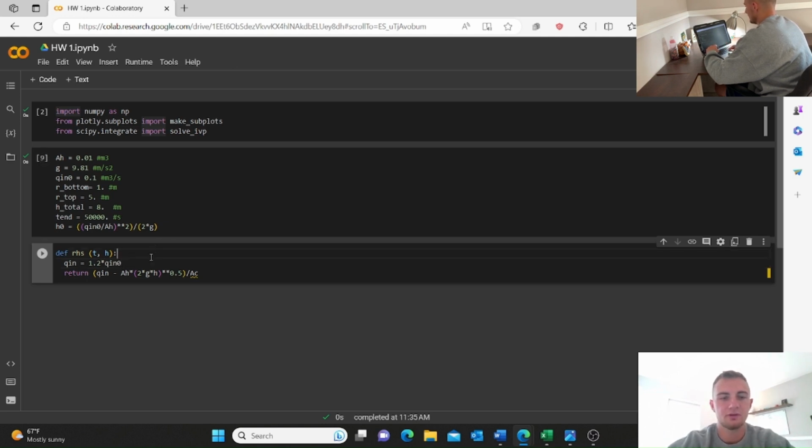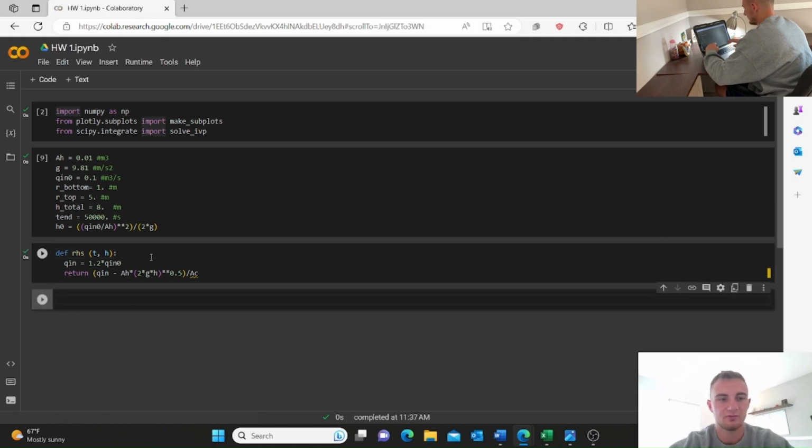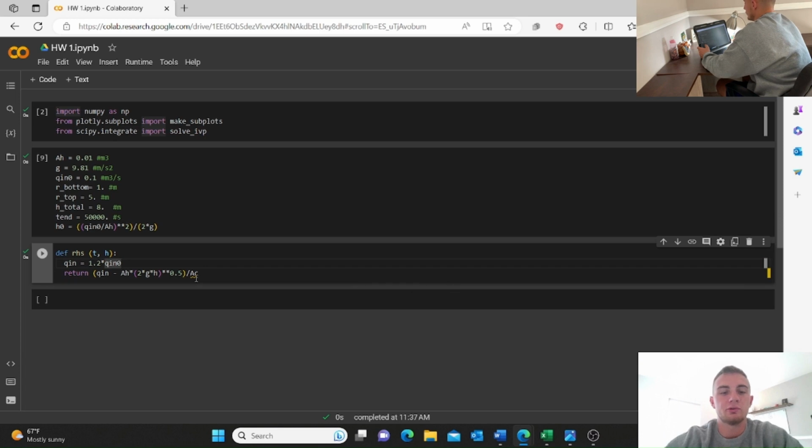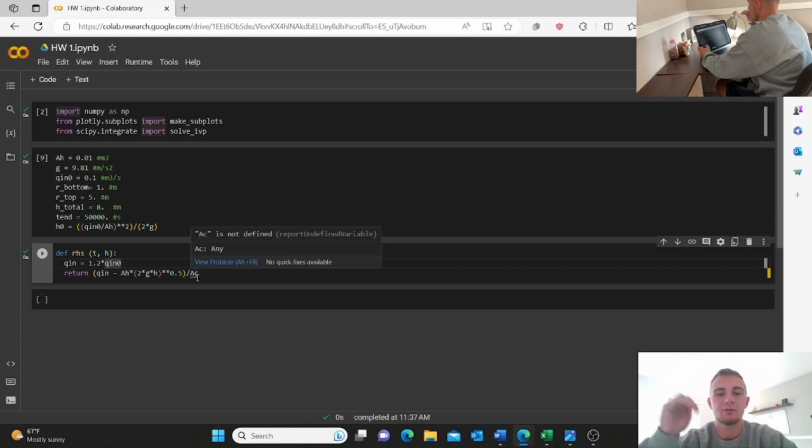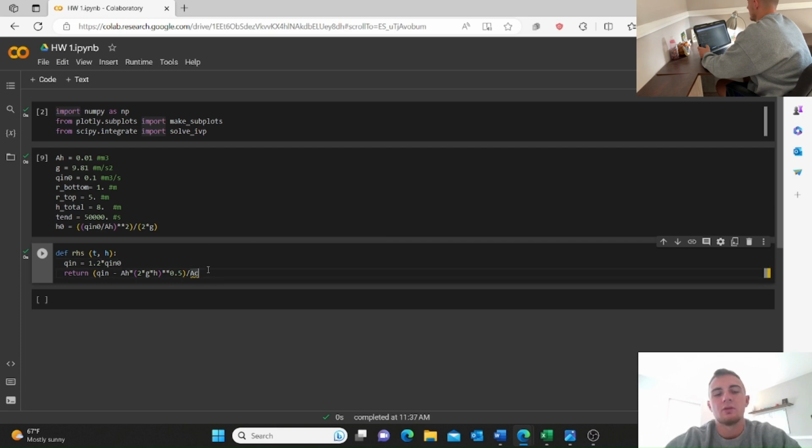And you'll notice here, let me press Shift Enter just to make sure that this runs, but you'll notice here that we don't know the cross-sectional area at the height of the fluid, AC. So what we can actually do here, because we are given R bottom, R top, and H total, is define a function to be able to calculate AC. So I have a picture here. I'm going to go ahead and pull this up.